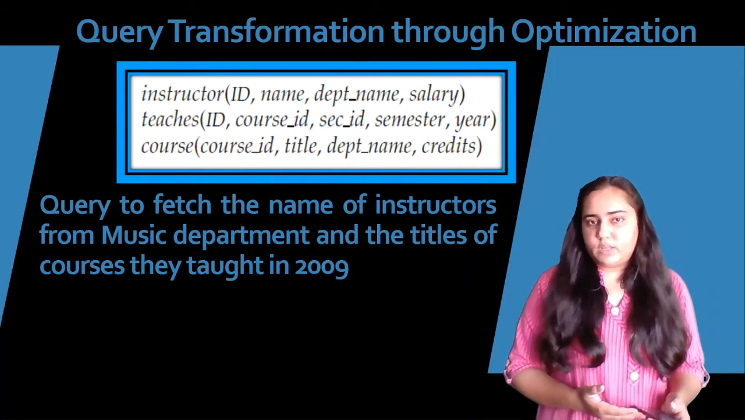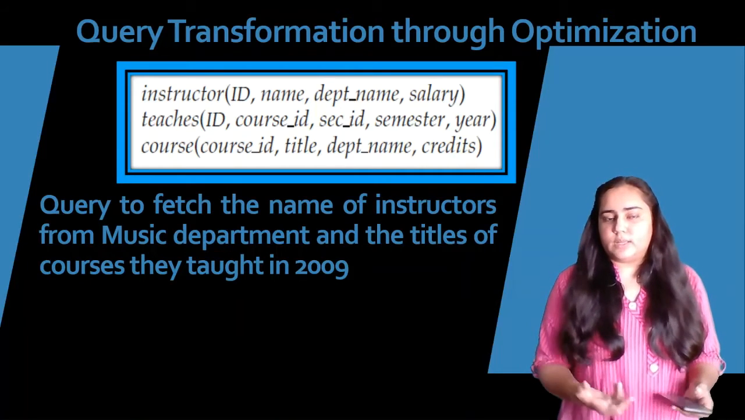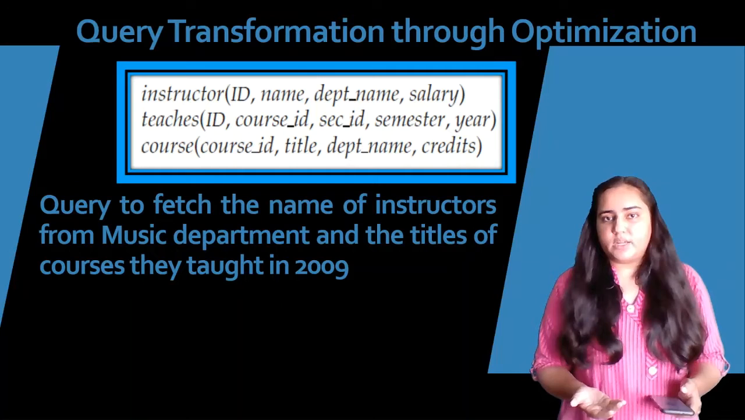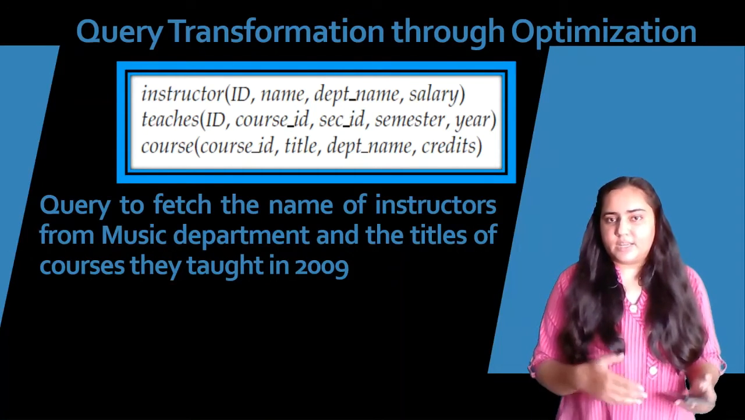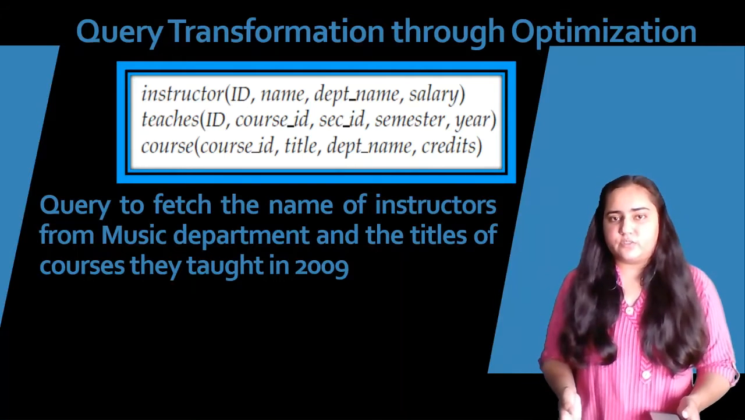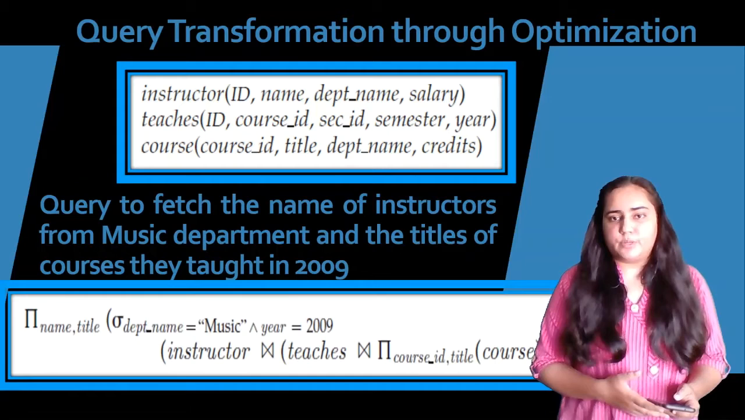So we are given 2 things: the year 2009 and the department music. What we need to fetch is names of instructors and titles of the courses. So the query can be written like this in relational algebra.